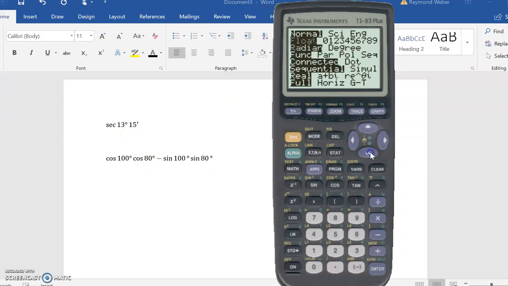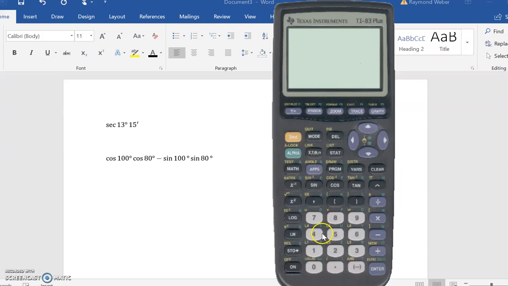First check, it should always be in degrees right now. We'll eventually switch to radians. So then 1 divided by cosine. Then I'm going to put in my 13, and I'm going to go up here. I want to go to my angle menu, and I want to put in my degree and then my minutes. Now, if you converted this to decimal degrees, you could just put in the number without any of these, but you'd have to convert to decimal degrees first, and then enter. And there's our answer, and you'll just want to round to as many decimal places as they tell you.